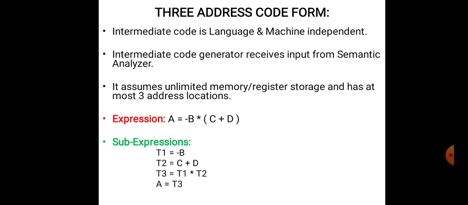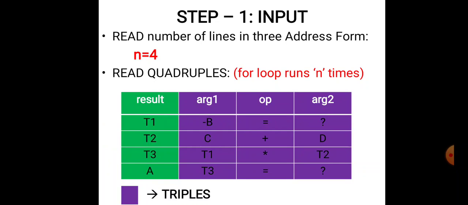And the third time the loop runs, we have to enter T3 as the result variable, T1 as argument 1, star as the multiplication operator, T2 as the argument 2 variable. Finally, when the fourth time the loop runs, we should enter A as the result variable, T3 as the argument 1 variable, equal to as the operator, and we don't have any argument 2 variable here. So this is what we have represented in the table.